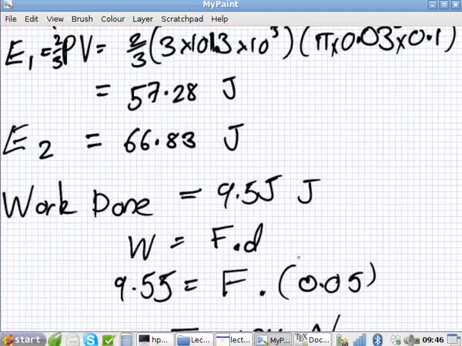You've got something like a piston. I think I said the radius was 3 centimeters. And then the height here is 10 centimeters. And the pressure inside here is 3 atmospheres. Then what happens is an arm pushes down on the cylinder.